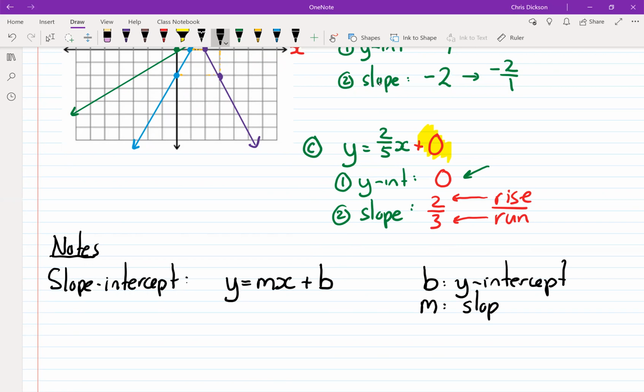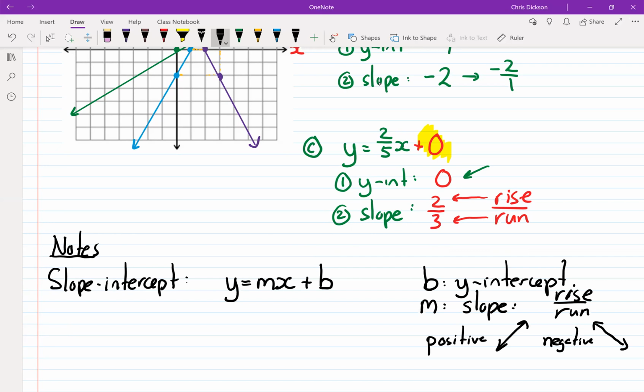And the slope is defined to be the rise over the run. If the slope is positive, then the line will point upward in that direction. And if the slope is negative, the line will always point in a downwards direction as you move to the right. So that's our formula here.